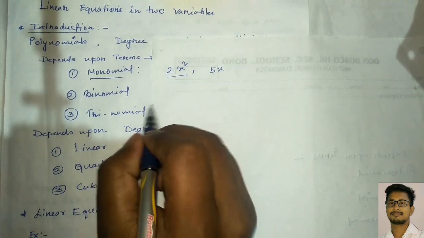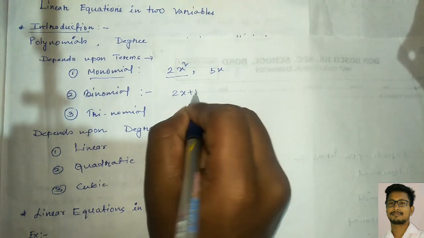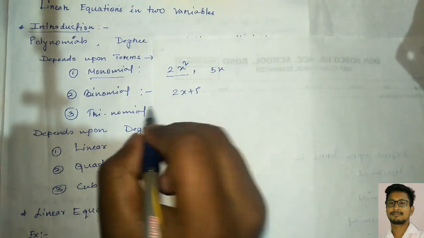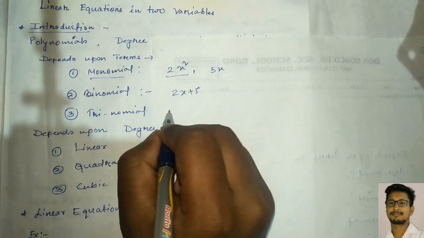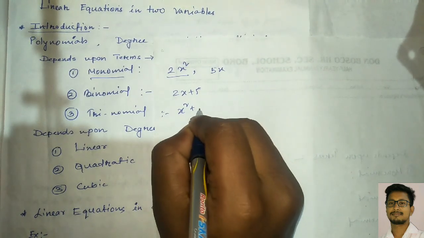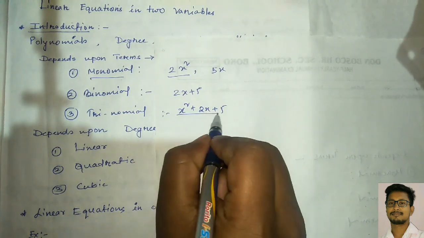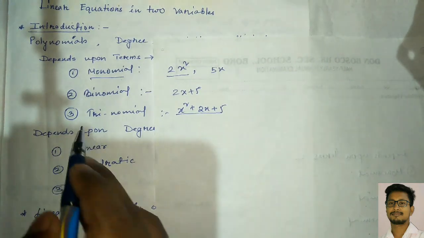Then when there are only two terms, we say that is a binomial. Let the example be 2x plus 5. Here we have two terms, right? Then when there are three terms, we say that is a trinomial. Let the example be x square plus 2x plus 5. Since here we have three terms, we say it is a trinomial.